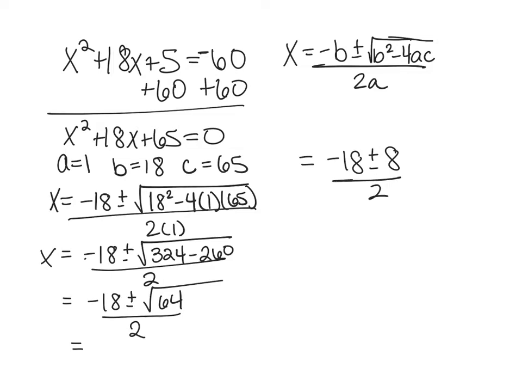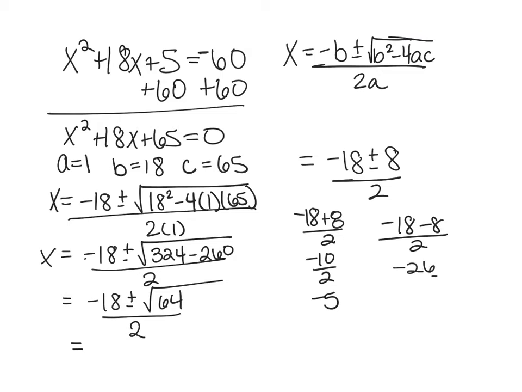Now, these are two real answers, so we have to keep going. We can't stop there because we can continue. Negative 18 plus 8 divided by 2 is negative 10 divided by 2, negative 5. And negative 18 minus 8 divided by 2 is negative 26 divided by 2, which is negative 13. So our two answers are negative 5 and negative 13, which means this was originally factorable.